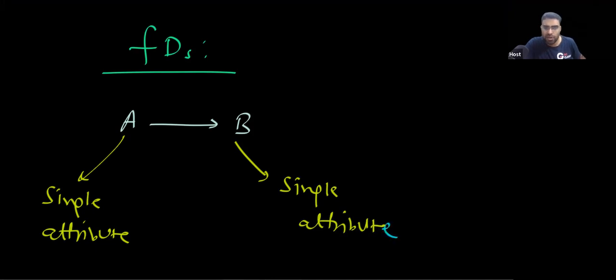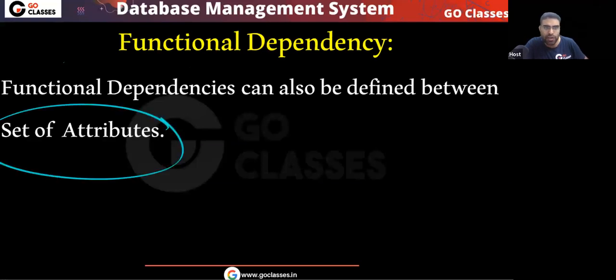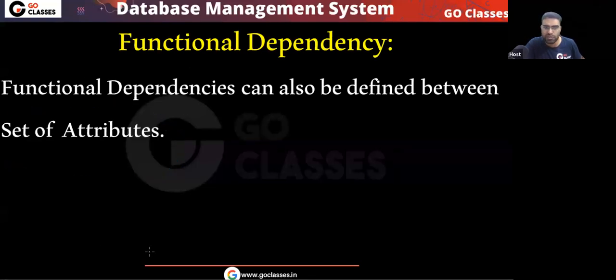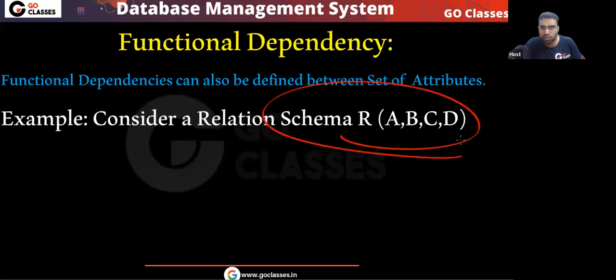But remember, this functional dependency you can define between sets of attributes also. Okay, between sets of attributes also I can define this. So let's see how to define this for sets of attributes. For example, let's assume this is your schema.